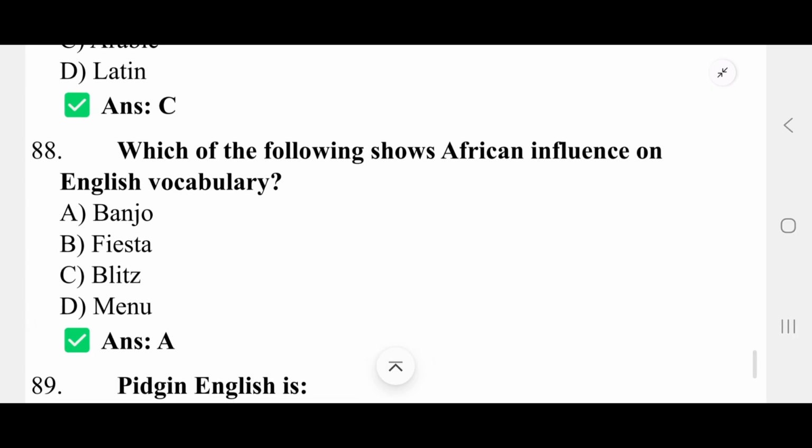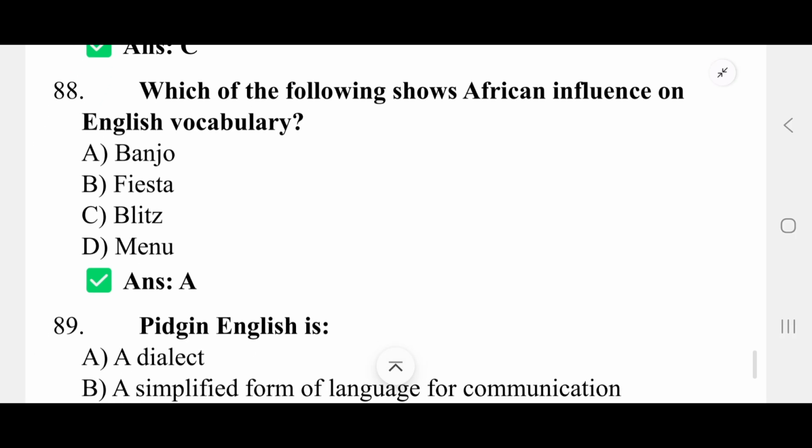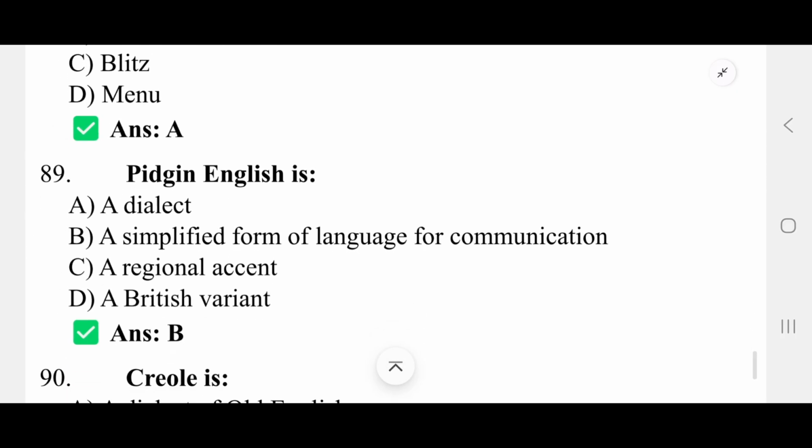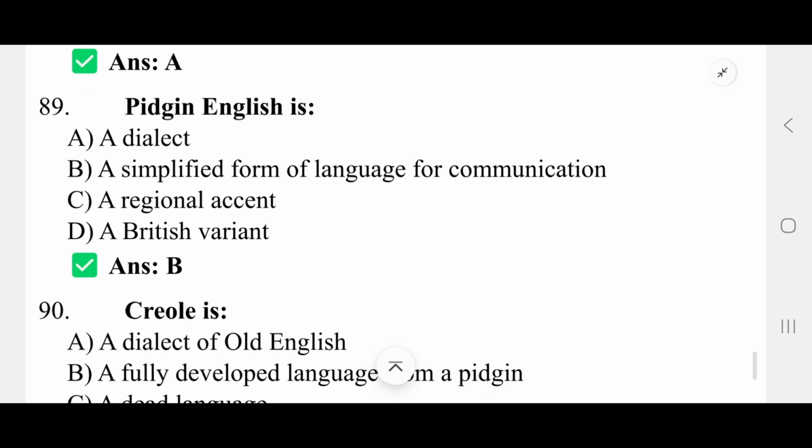Which of the following shows African influence on English vocabulary? Banjo, fiesta, blitz, menu. So banjo is the right answer. Pidgin English is a dialect, a simplified form of language for communication, a regional accent, a British variant. So option B, a simplified form of language for communication ആണ് പിജിൻ എന്ന് പറയുന്നത്. പിജിൻ.